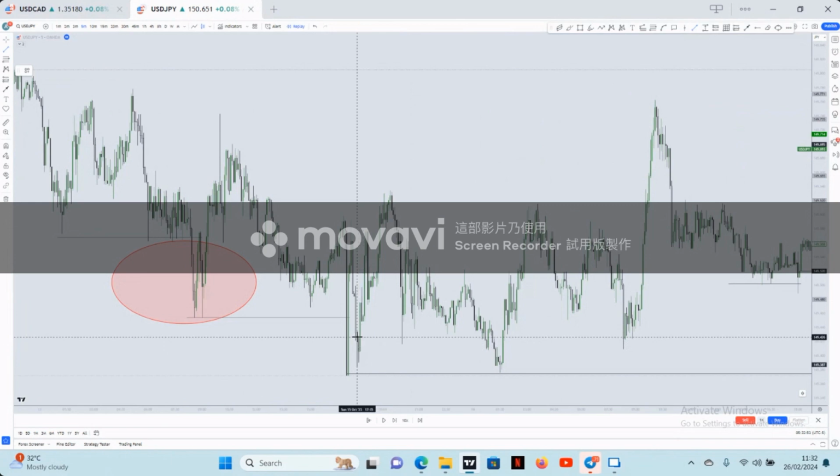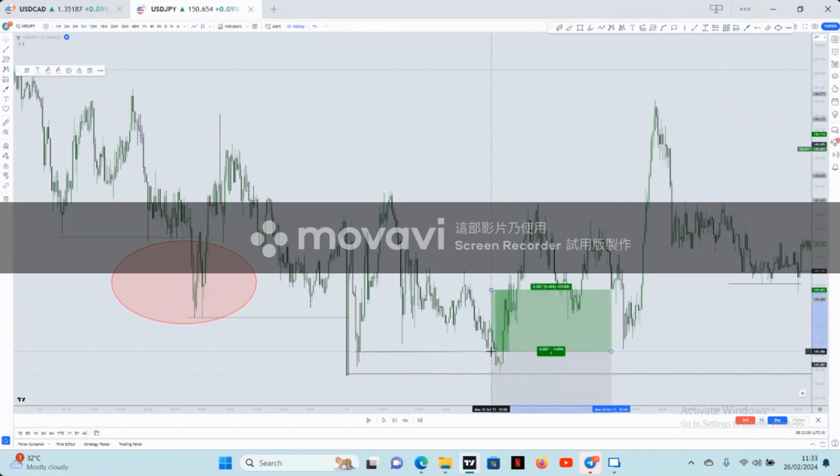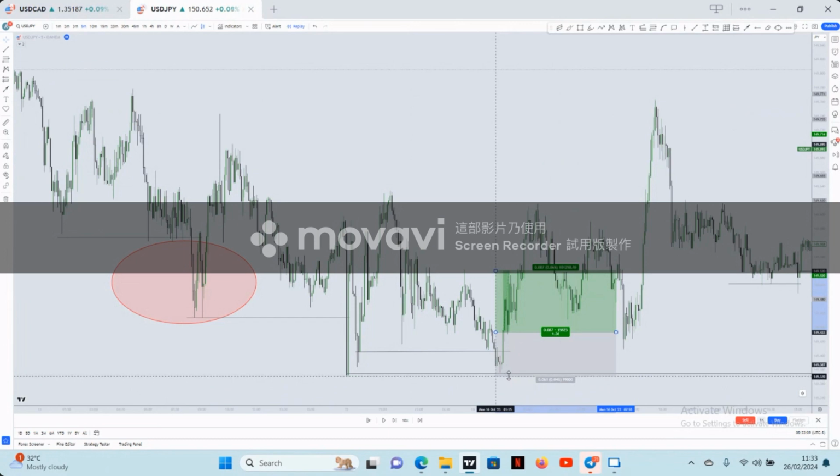Maybe this one. Maybe from here. I think this will serve better. So we'll place our entry at this point. Go for a 4 pip stop loss. 5 pips, not 4 pips. Okay.